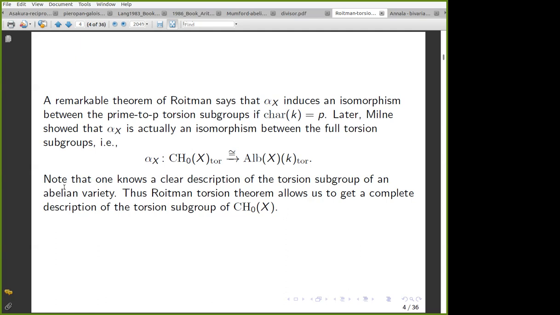Everybody knows that for an abelian variety, you have a very clear description of its torsion subgroup. So in particular, you get a complete description of the torsion subgroup of the Chow group of zero cycles on a smooth projective variety. That's the beautiful point about this theorem of Roitman.